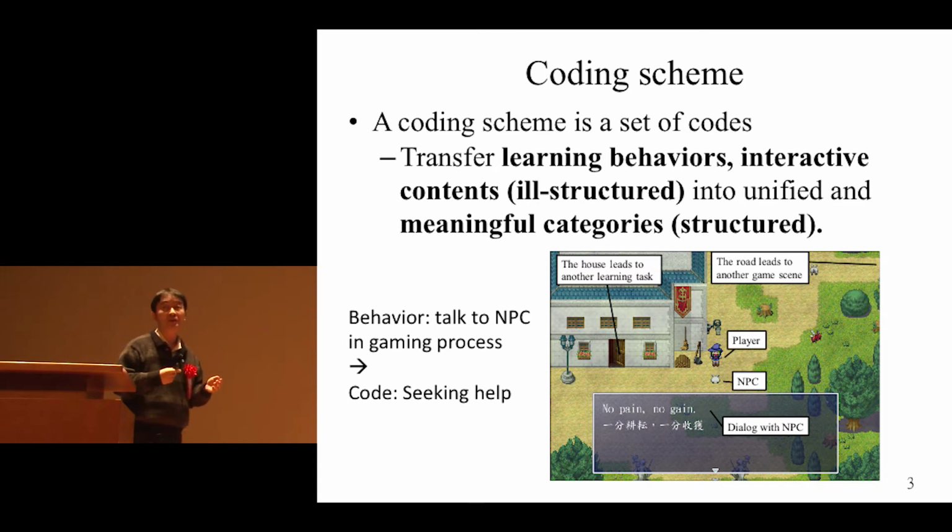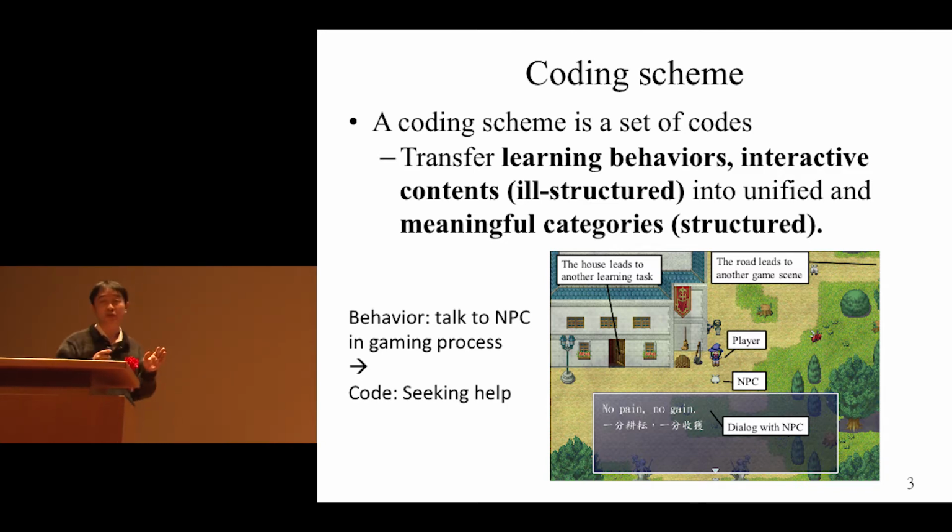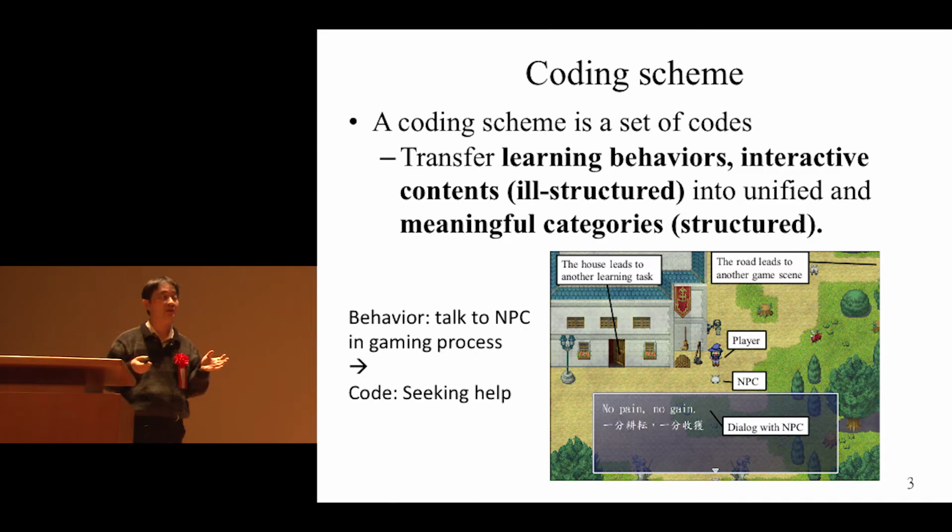And before doing that, the first thing we need to do is to define a coding scheme. A coding scheme is a set of codes that can be used to transform those learning behaviors or interactive content, which are ill-structured, into some unified and meaningful categories which are structured.